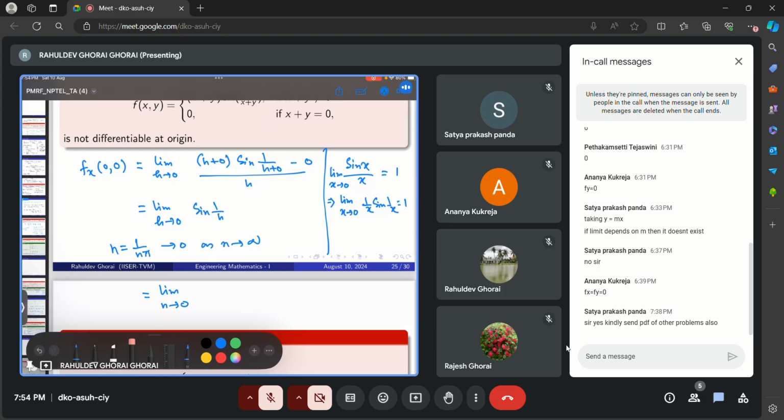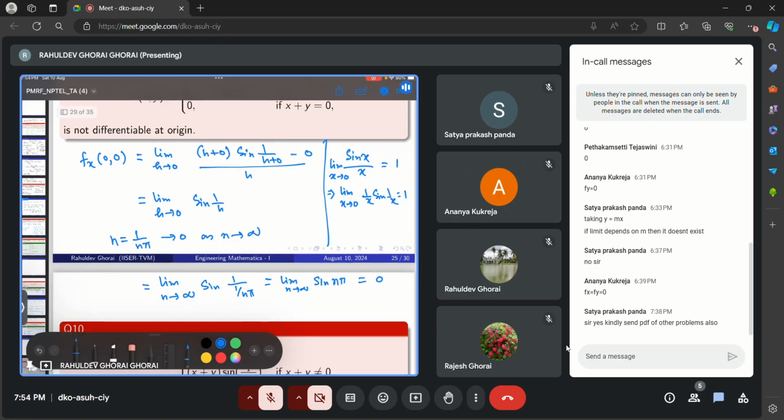So n tends to infinity, sine of 1 over 1 by n pi. If the limit exists, then it will be equal to the limit as n tends to infinity of sine of n pi. What is sine of n pi? N is a natural number, so that is always 0. So this will be equal to 0.